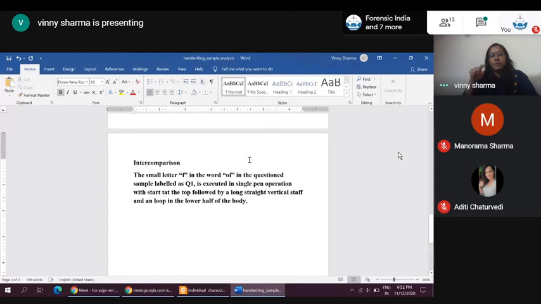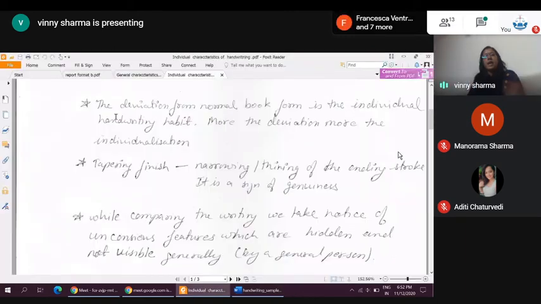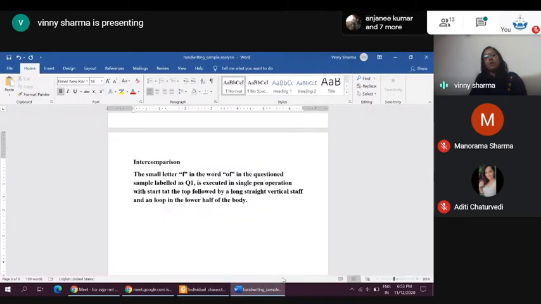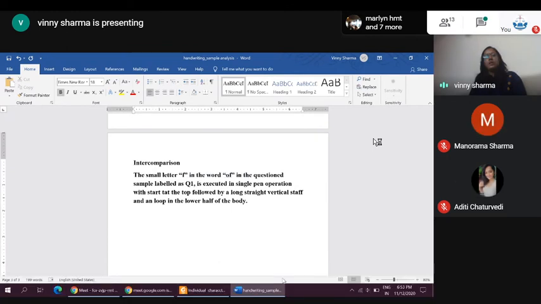Okay, now if I am comparing it with another sample, say for example in this one, since I have found it same, I can write that same execution is observed in the small letter f of the word "of" in the specimen sample marked as S1. So this will give me a complete execution of the first similarity of characteristic that I have observed.